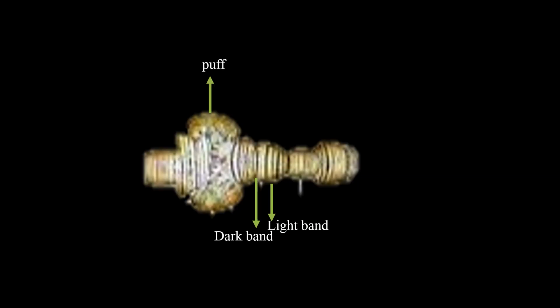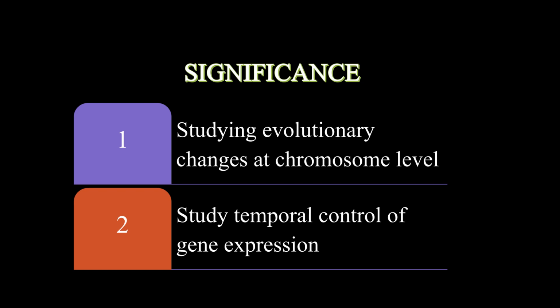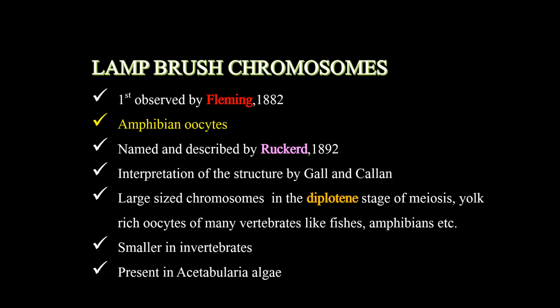Looking at this image, we can easily visualize the light and the dark bands and also the puffs. The puffs are usually occurring because of the uncoiling of the DNA. So the major significance of these types of polytene chromosomes is in the study of evolutionary changes at chromosome level. Also, it helps in the study of temporal control of gene expression because we know that the bands can be recognized by their thickness, which is different in different bands, and spacing is different, so it will help in different types of studies. Now let's move to the second category of giant chromosomes, that is Lamb-Brush chromosomes.